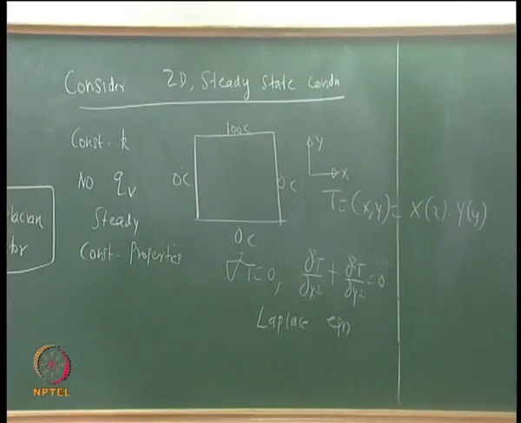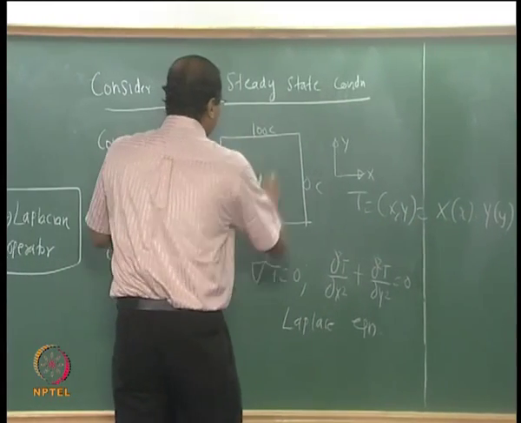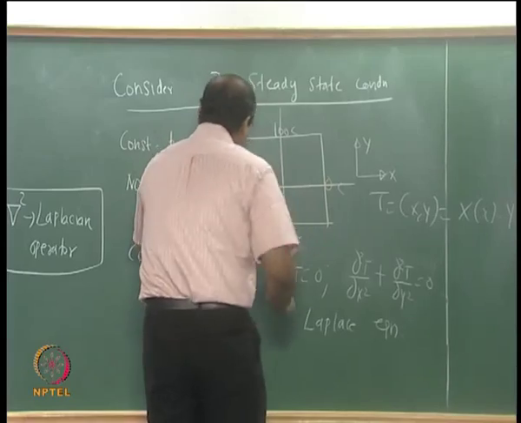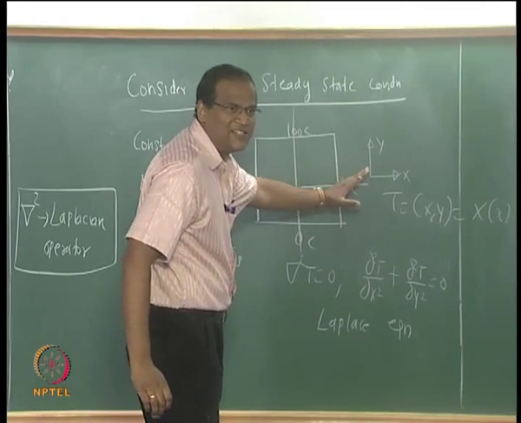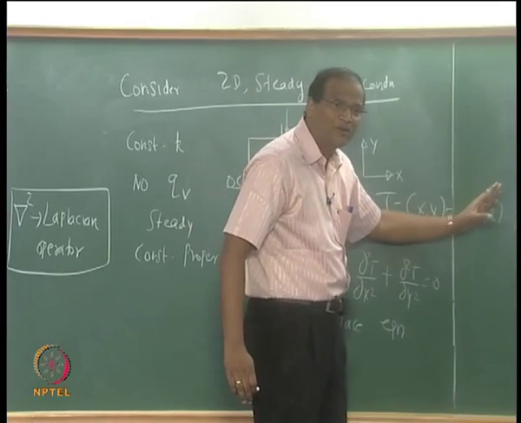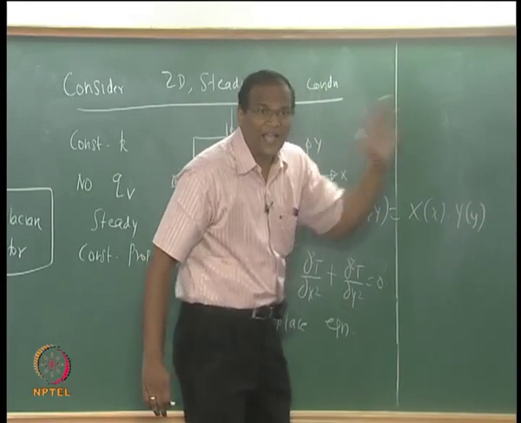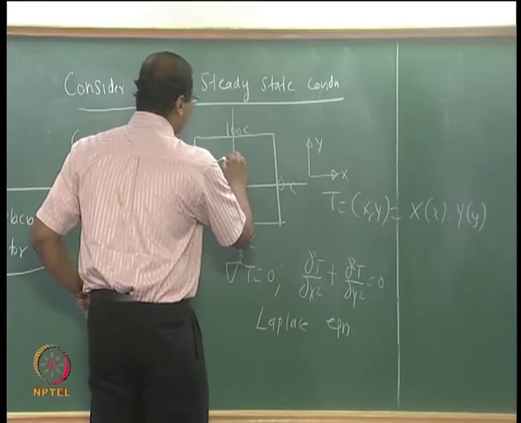Now you have to see what are the possible forms for X and Y for this problem. In this case you can see that since the left side is 0 degree centigrade and the right side is 0 degree centigrade, the temperature is expected to be symmetric about x. So you will have a sinusoidal variation in x.